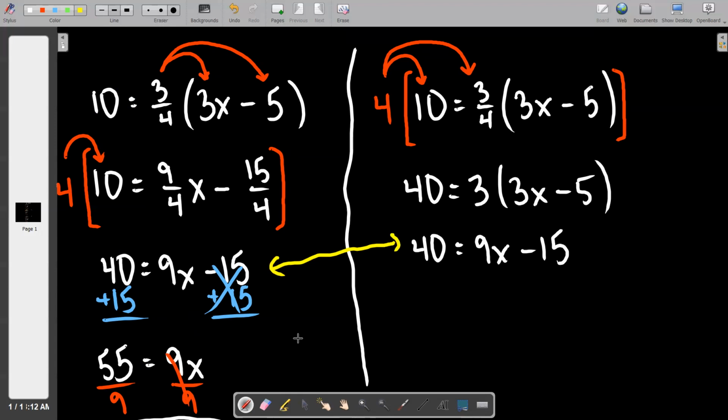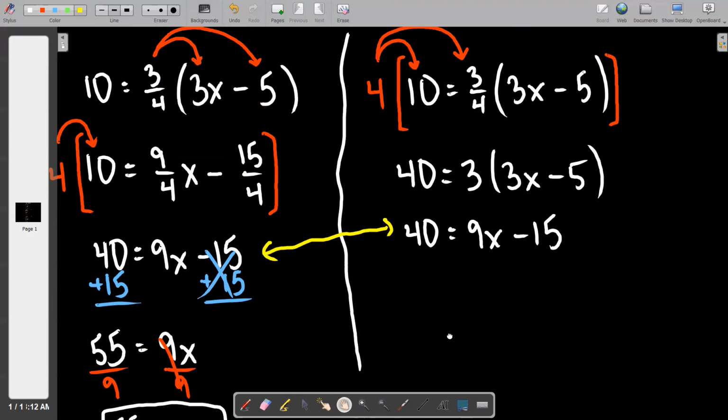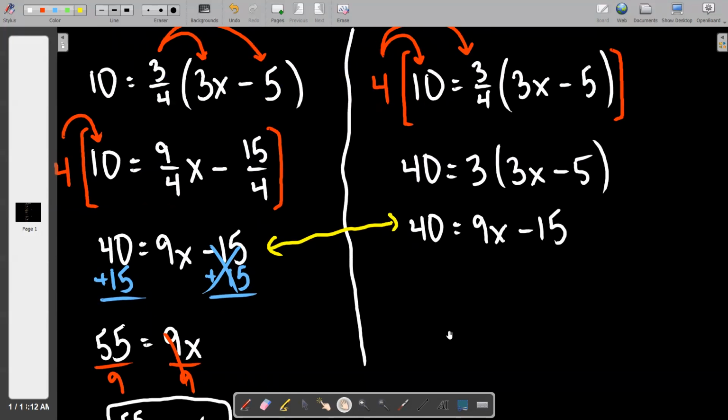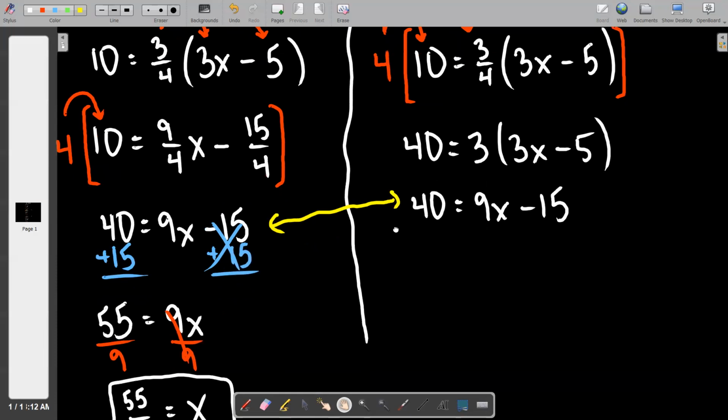So those are your options. You can kill the fraction early, or you can kill the fraction late. Doesn't matter to me. Which method, just out of curiosity, do you find to be more enticing? First or second? Second one? Get rid of the fraction early? Okay, well, then I'll do it that way again.